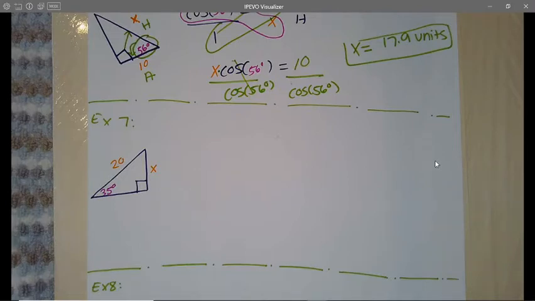So example 7, again, the first thing I always do is label the sides of the right triangle that I've been given to know which trig function I'm going to be using. So we're going to start from the angle that was given to us, that is not the right angle. So that would be the 35 degrees.